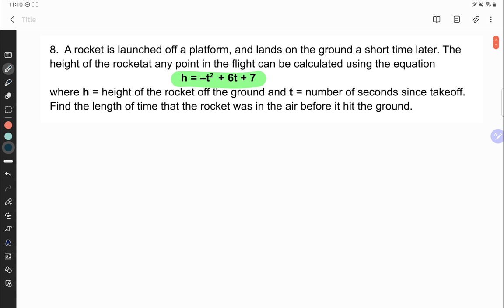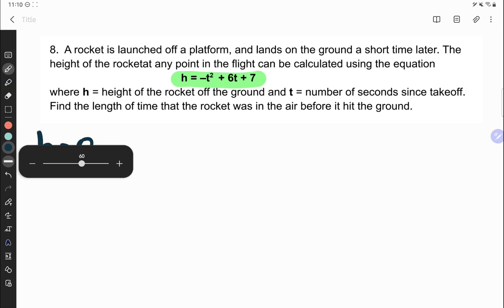Let's begin. Find the length of time the rocket was in the air before it hits the ground. So when it hits the ground, h equals 0. Let's make my pen a bit thinner. I'm not going to be able to write much. Right? h equals 0 when it hits the ground. So let's figure that out. Let's say when this whole thing is 0.